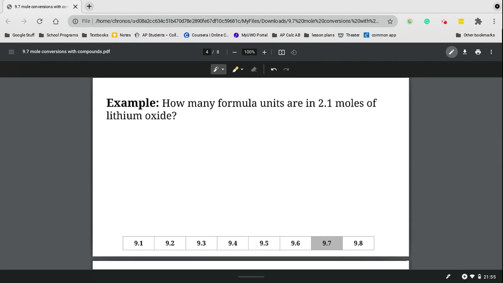How many formula units are in 2.1 moles of lithium oxide? So let's figure out what lithium oxide is. Lithium has a charge of +1 on a periodic table. Oxygen has that -2. And so doing the crisscross, we get lithium 2 oxide, Li2O. And here we are starting with 2.1 moles of lithium oxide.